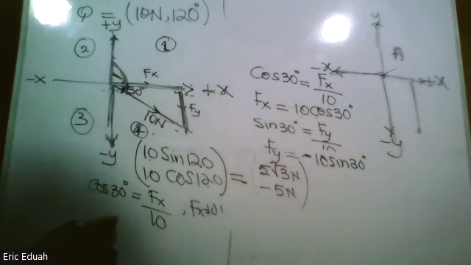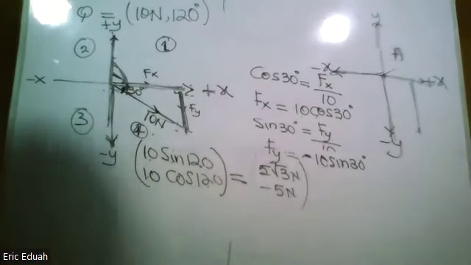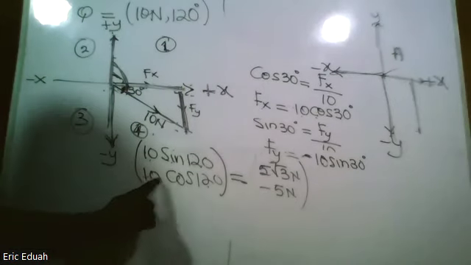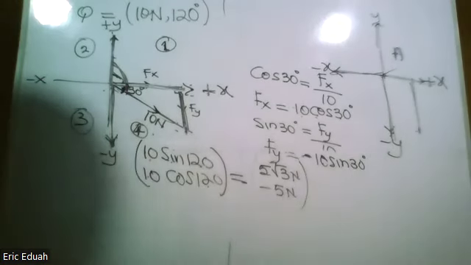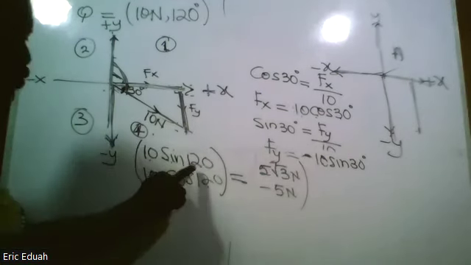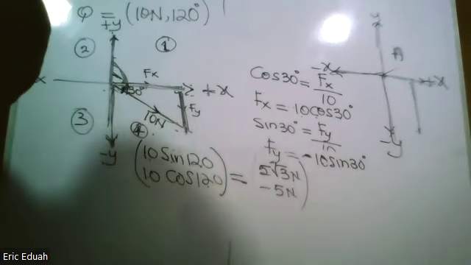What is 10 times sine 120? You get the same value as this, 5 root 3. Yes, good. And 10 cos 120 is also the same value as negative 5. Good. So what I'm saying is that the 120 will do it, but I'm giving you other methods as well.